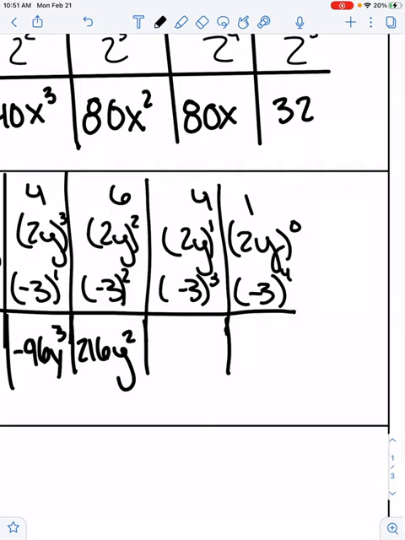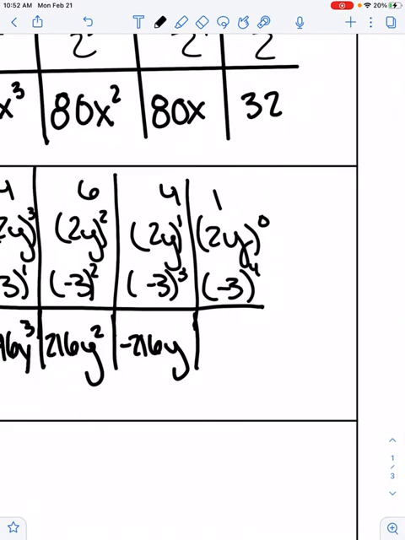Negative 3 cubed would be negative 27, times 2 would be negative 54y, and then times 4 would be negative 216y to the 1. Negative 3 to the 4th is 81, and then 2y to the 0 is 1, so 81 times 1 times 1 is 81.